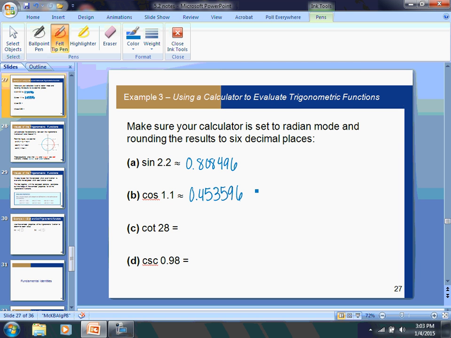Okay. Now remember that yesterday we talked about sine being the y value in a terminal point and cosine being the x value in a terminal point. Okay, so remember that as well.